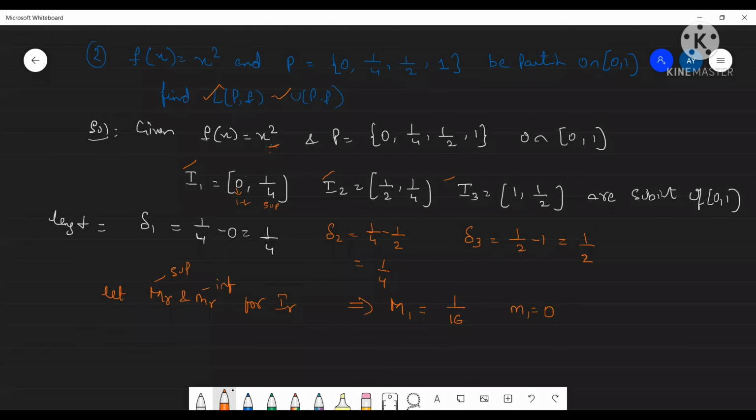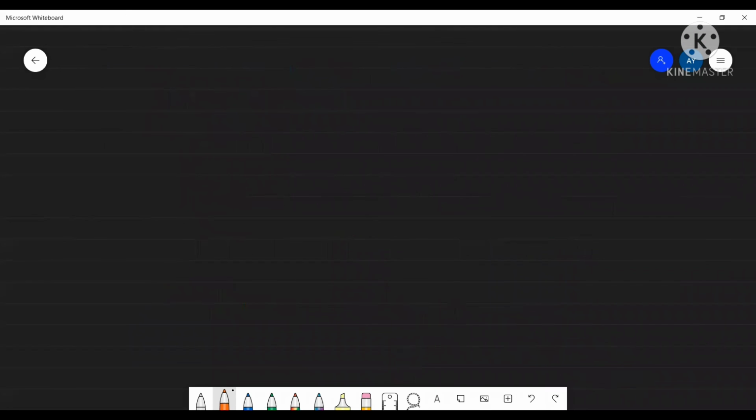So what will M2 be? Capital M2 is 1 by 4. Here the supremum is 1 by 2 and the infimum is 1 by 4. So if you put 1 by 2 in x square, 1 by 2 square is 1 by 4. And small m2 will be equal to 1 by 16, because 1 by 4 into 1 by 4. And capital M3 will be equal to 1 and small m3 will be equal to 1 by 4. Okay. Now we have to write the definition. Just remember these values of M1, M2, M3.